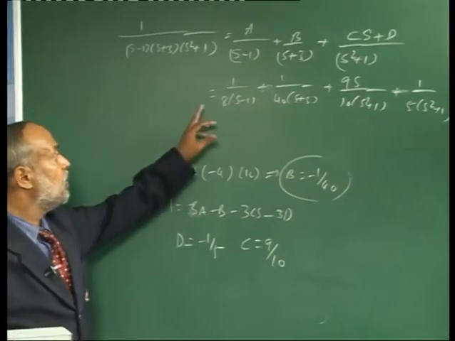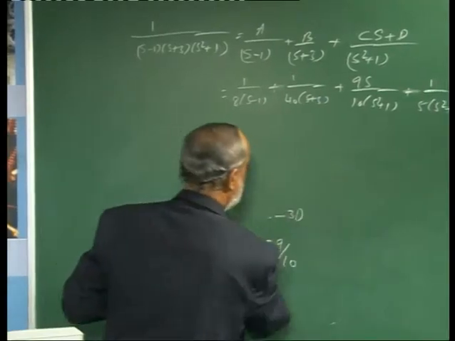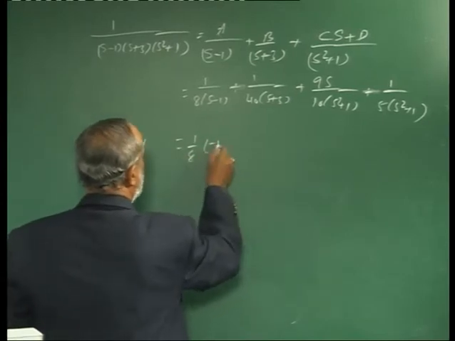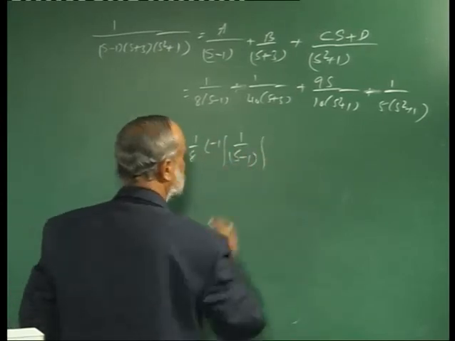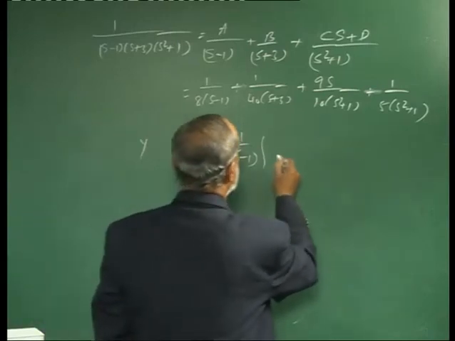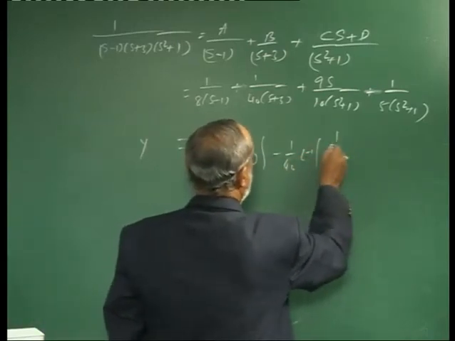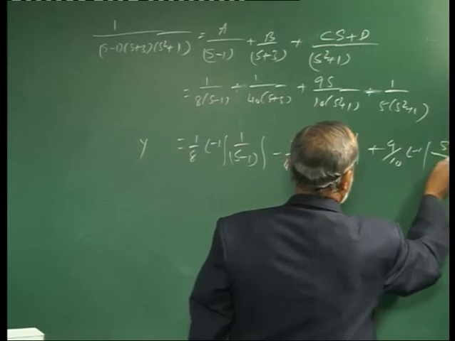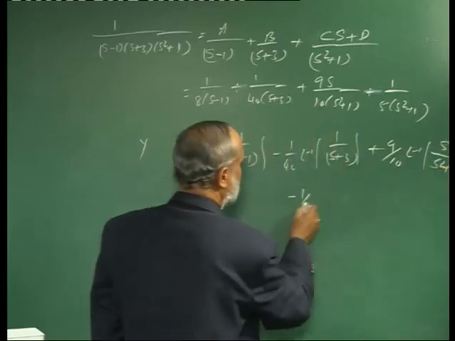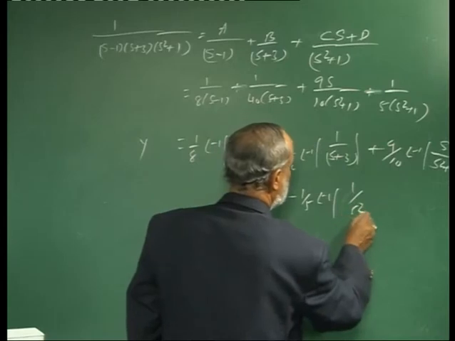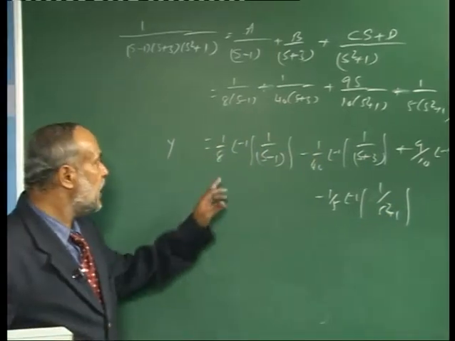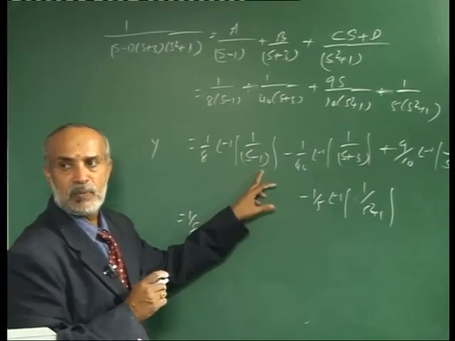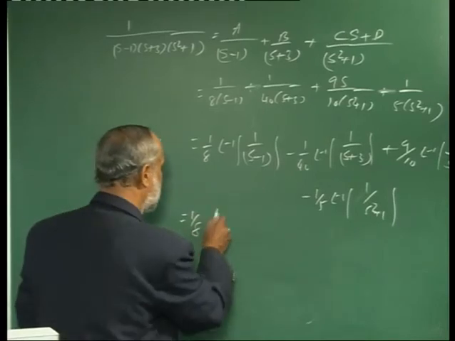Now we can apply the inverse Laplace transform. What do you get? y equals 1 by 8 L inverse of 1 by (s minus 1), plus minus 1 by 40 L inverse of 1 by (s plus 3), plus 9 by 10 L inverse of s by (s squared plus 1), minus 1 by 5 L inverse of 1 by (s squared plus 1). So you can apply the inverse: 1 by 8, L inverse of 1 by (s minus 1) can be written as e to the power of t.